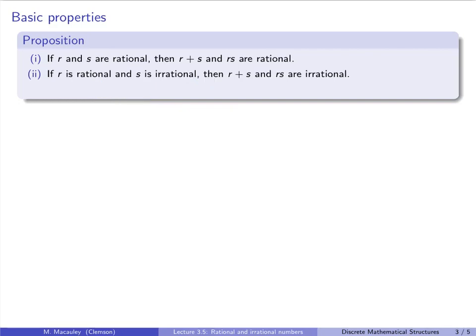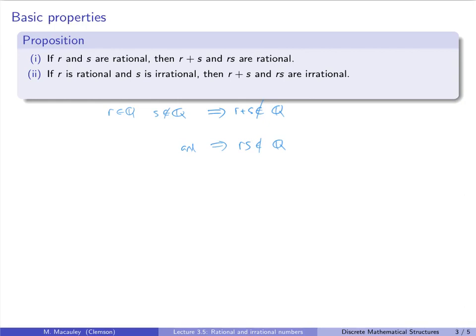Okay, so moving on to the second proposition. If r is rational and s is irrational, then both the sum and the product are irrational. Think about how we're going to prove this. So here, if r is rational and s is irrational, then r plus s is irrational, and r times s is irrational. So here, going directly is going to be actually hard.